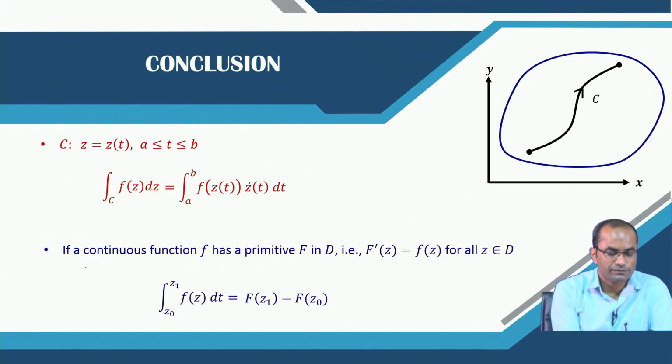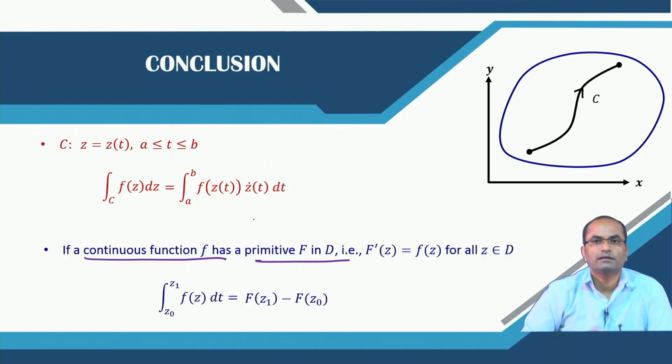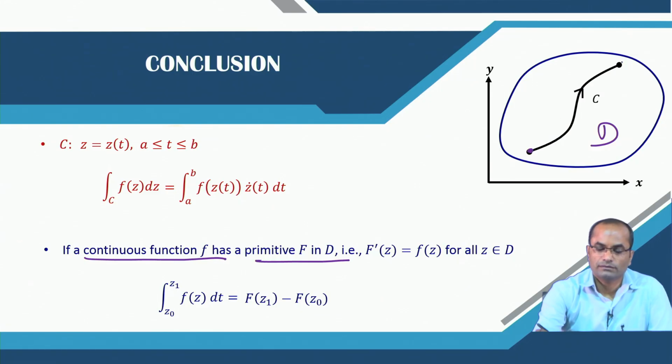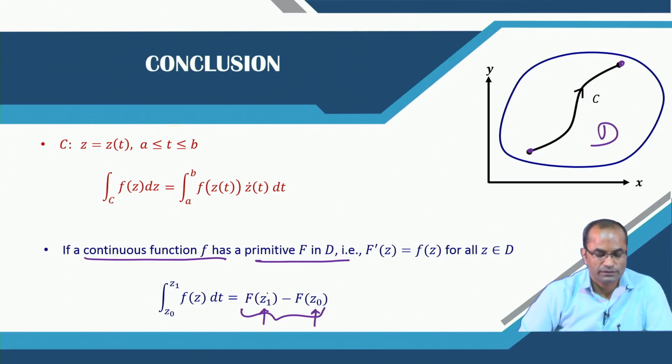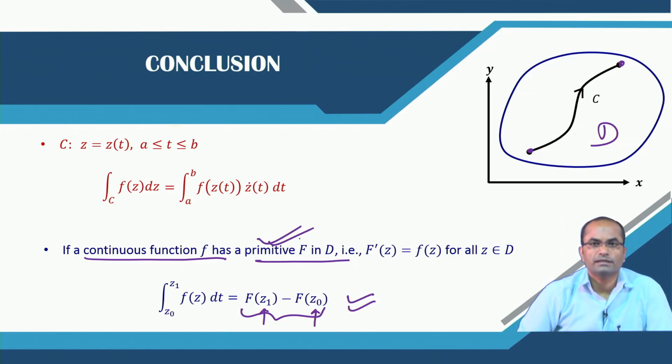In the second case, we have seen that if the function is continuous and has a primitive, or we say that f is analytic in a domain D, then we can take any path, because the integral value will not depend on the path, it will depend only on the final point and the beginning point. This is very useful in many cases once we know that the function has a primitive, or in other words the function is analytic in a given domain.